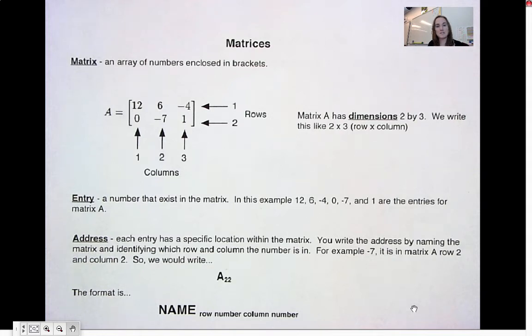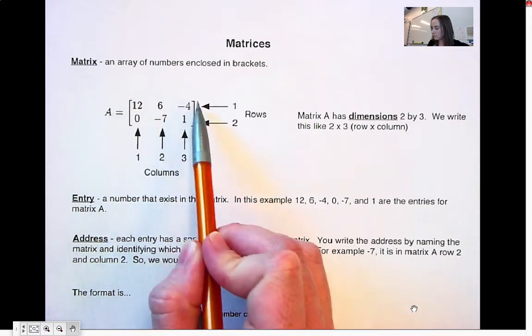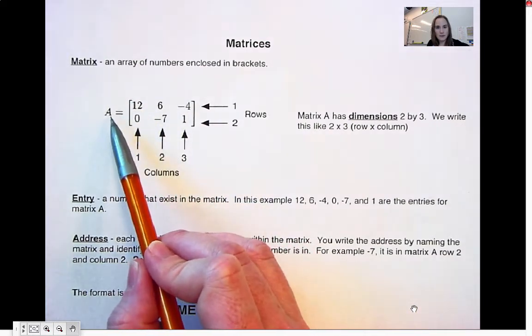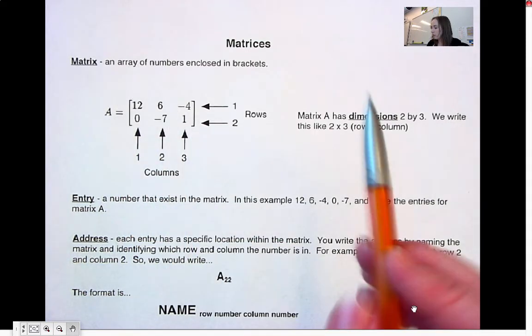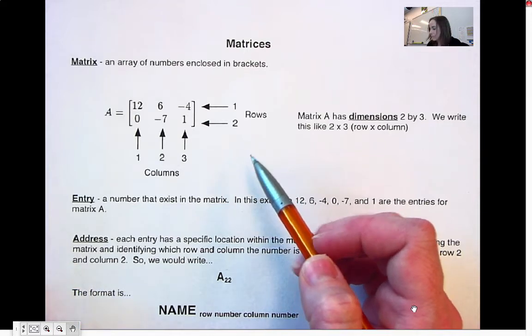This is the second part of chapter 3, and you're going to learn about matrices. So a matrix is just an array of numbers enclosed in brackets. It looks like this right here, and we give it a name. So this is called matrix A. So let's talk about some characteristics of a matrix.